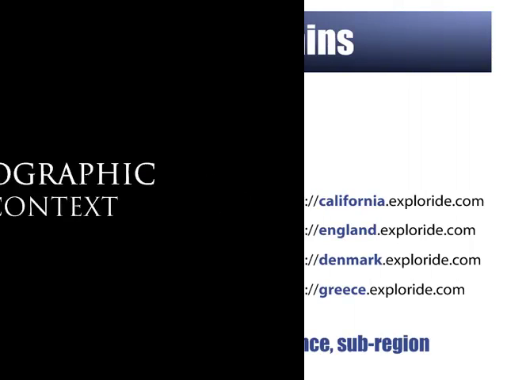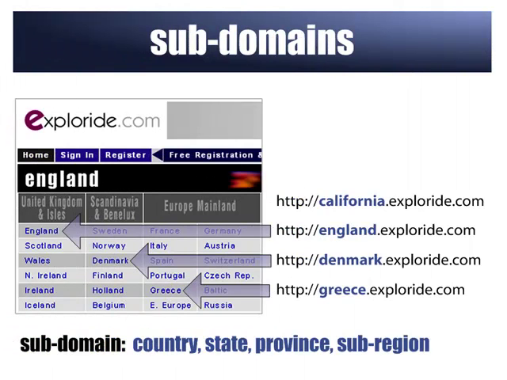Listings in Exploride belong to a geographic area, usually a country, like England, which for our purposes we'll use a generic term for and call it a subdomain. Now, in the case of larger countries like the US, a state like California is a subdomain.